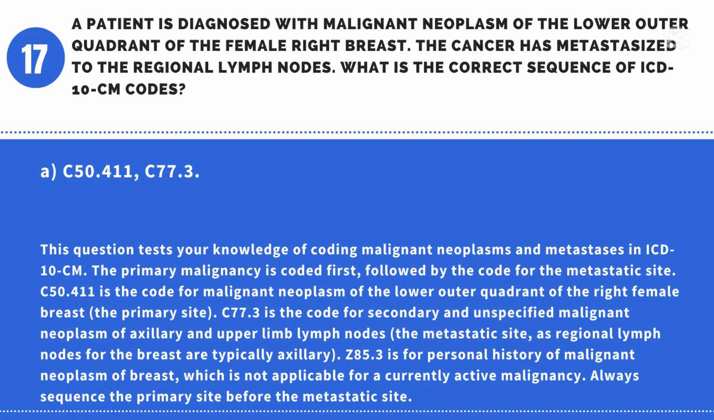Z85.3 is for personal history of malignant neoplasm of breast, which is not applicable for a currently active malignancy. Always sequence the primary site before the metastatic site.